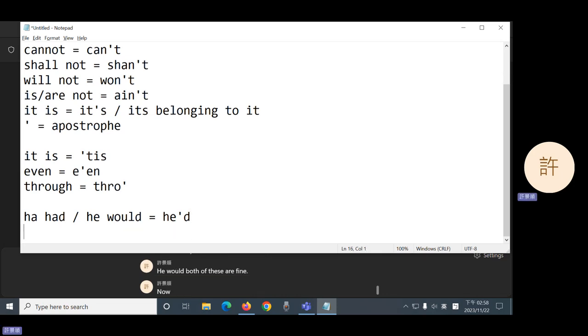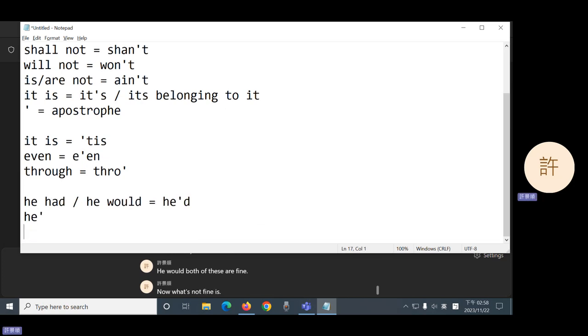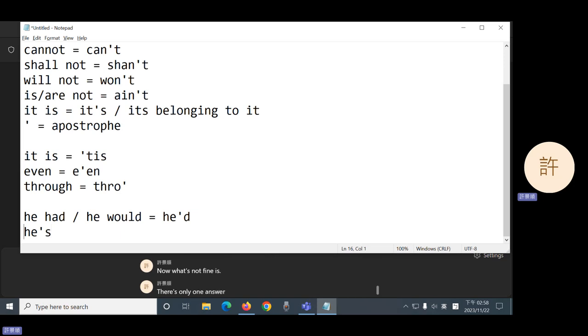Now, what's not fine is, there's only one answer for he's or she's, let's say. This must be the present tense. You cannot contract was. Was cannot be contracted. This is something that I sometimes see people do.